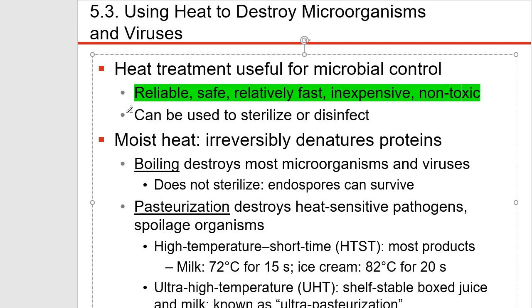So milk, when it is shelf stable, it has to be at 140 degrees Celsius for a few seconds. And if you think about it, water boils at 100 degrees Celsius. So 140 degrees Celsius for microbes to be killed. That's done.